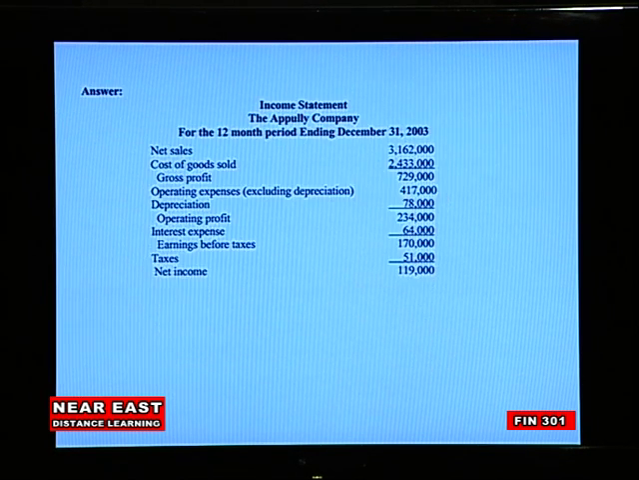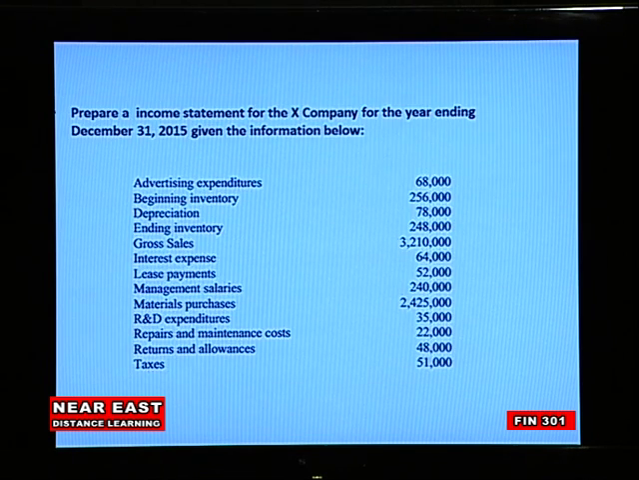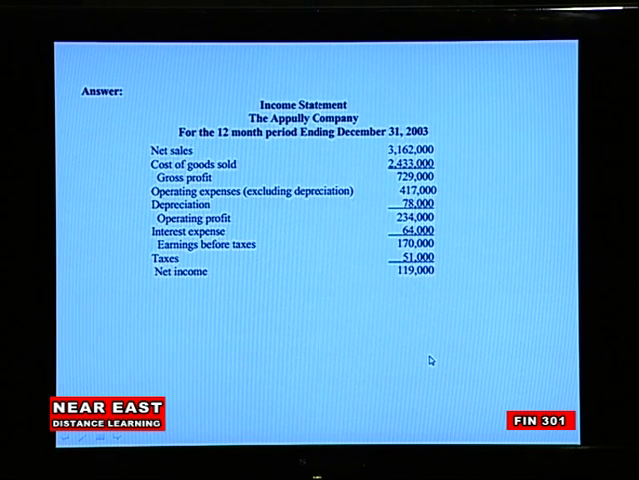The first step when we prepare an income statement is to start with the sales. In this example, gross sales are $3,210. After that, we subtract returns and allowances, $48,000. The result, net sales, will be $3,162. After that, we subtract the cost of goods sold.